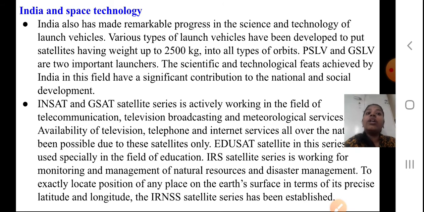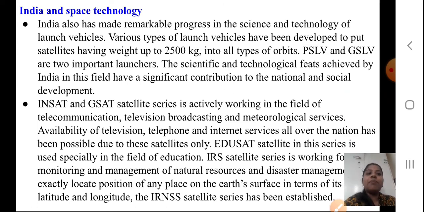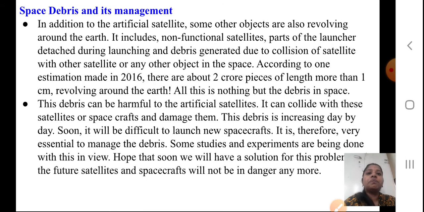To exactly locate the position of any place on the Earth's surface in terms of its precise latitude and longitude, the IRNSS satellite series has been established. So you can see different types of satellites, there is a series of satellites which have been established, students, for this study.